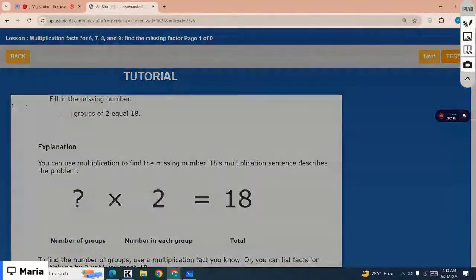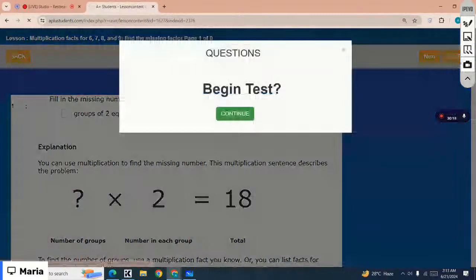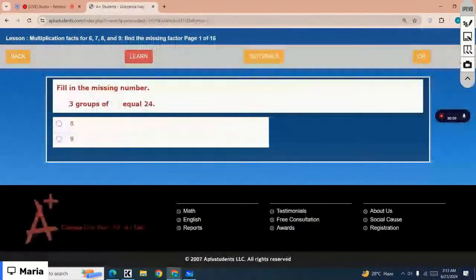Let's just start with the test questions. Fill in the missing number. 3 groups of dash equals 24. Basically, you have to find 3 times what number is 24. So which is the correct option?